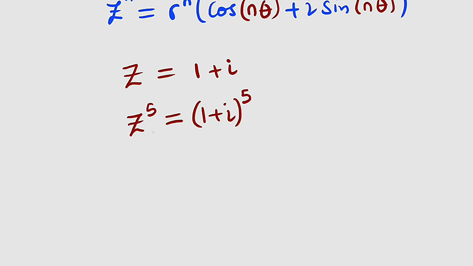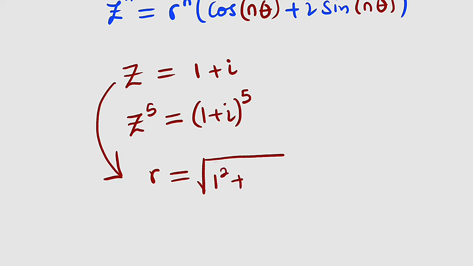So let's find r. If we are looking for r, which is the modulus, it is equal to the square root of a squared plus b squared. a is the real part and b is the imaginary part. a is 1, squared, plus b, which is just the coefficient of i, is also 1, squared. 1 squared and 1 squared are all 1. 1 plus 1 is equal to 2. Therefore, r is equal to square root of 2.